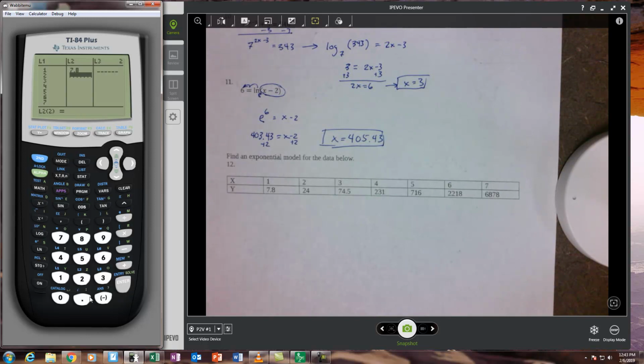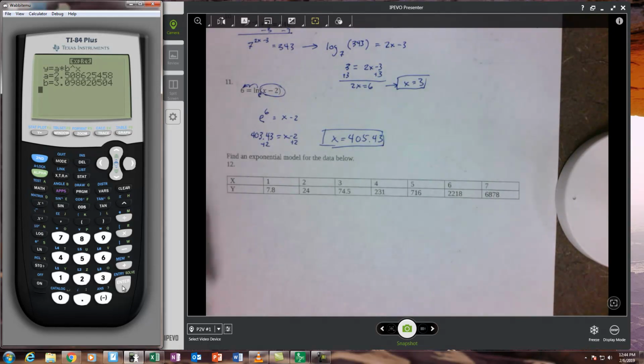7.8, 24, 74.5, 231, 716, 2218, and 6878. All right, so we have our data in there. We're going to slide over to calc, and we want to run an exponential regression. That's the model we were asked to find. There it is, it's option 0. I just arrow down, and here's my answer.